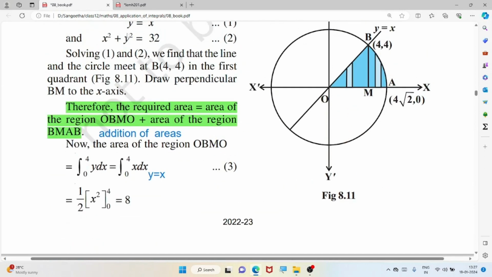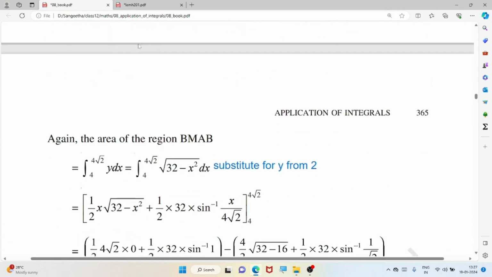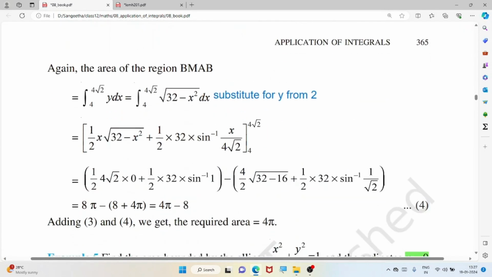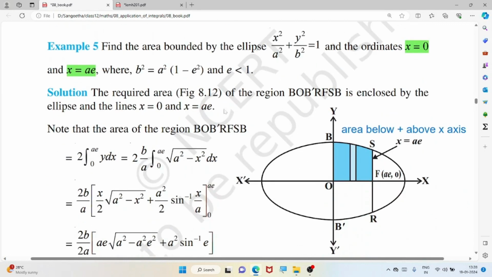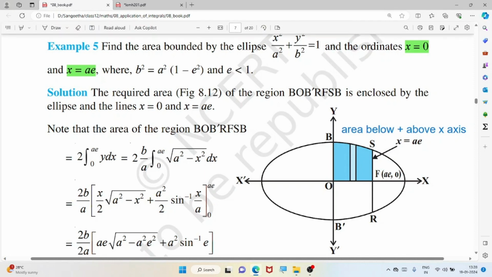From this equation, y equals, you find the area enclosed by the ellipse, the ordinate x equals 0 and x between these limits. Here we have this region as well as this region, because this line is from here to here. These two regions are the same, so we are multiplying by 2. These are the limits. Again you integrate it.